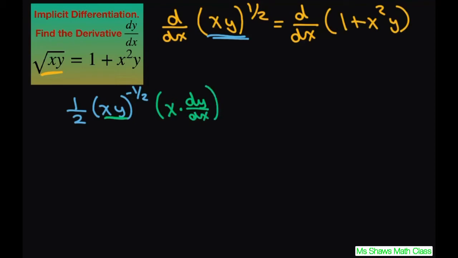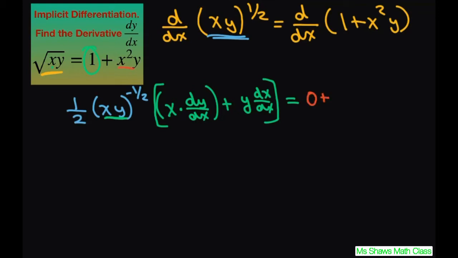Plus, and then you take the derivative of x. So that's just going to be 1 times y. So that's going to be y times derivative of x with respect to x, because we took the derivative of x. Now this equals, this is just going to be 0. So I'll put a little 0 there.